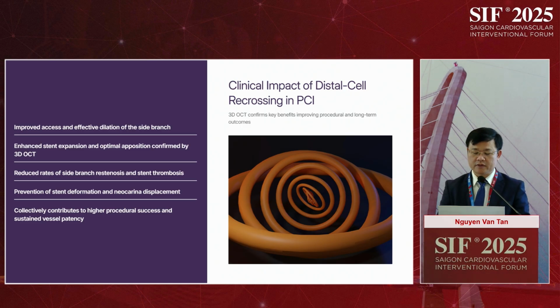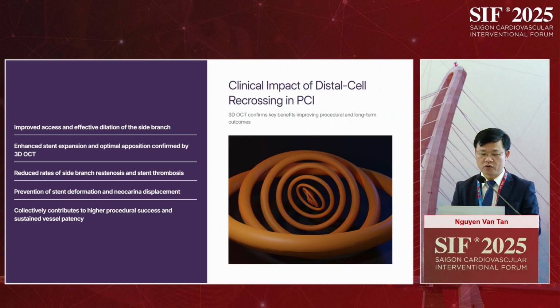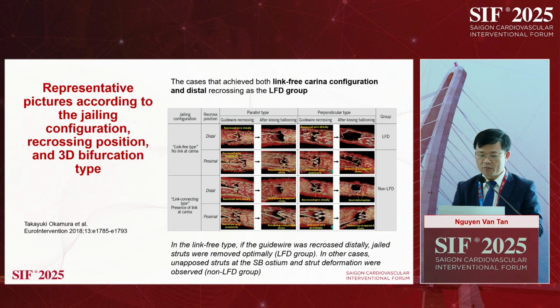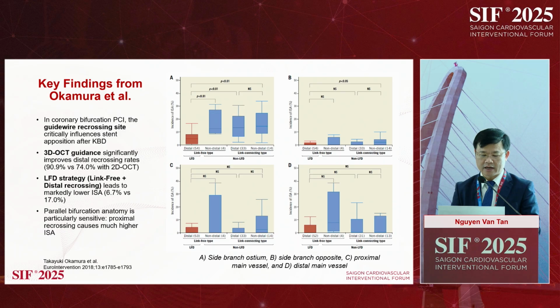And the clinical part of this distal cell re-crossing in PCI improves access and efficient dilatation of the side branch, enhances stent expansion and optimal apposition confirmed by 3D OCT, reduces the risk of side branch restenosis and stent thrombosis, and prevents stent deformation and neocarina displacement. I present this picture showing the configuration, re-crossing position, and 3D bifurcation map. The problem is we define three configurations. In the distal cell, re-crossing is very important because in the distal cell we have the link-free or not link-free configuration, and the key finding from Okamura also.